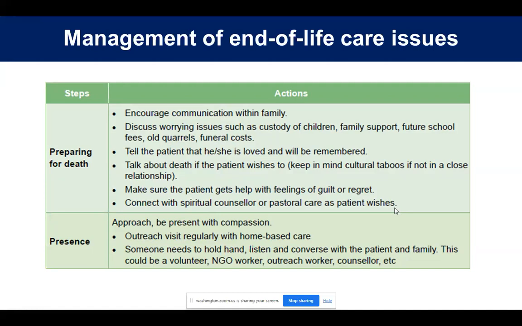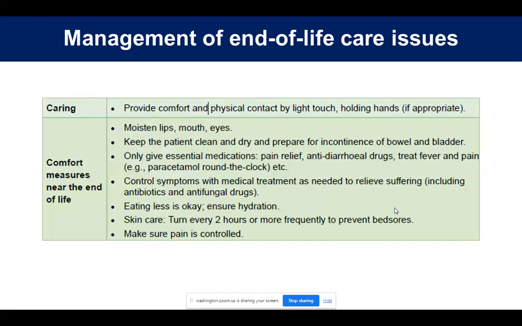So this critically ill patient, if you hold his hand, listen to him, converse with the patient and his family, or there could be a volunteer or NGO worker, outreach worker, counselor, it will help a lot. Comfort measures near the end of life, caring for the patient, providing comfort, physical contact by light touch, holding his hands.